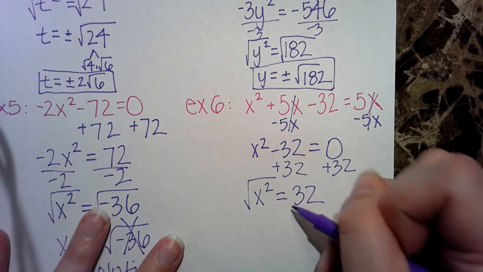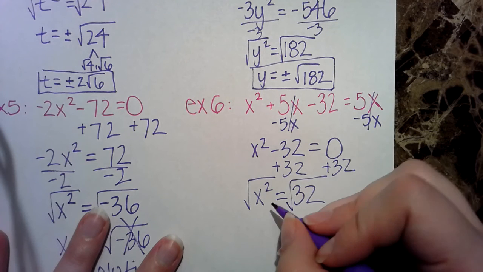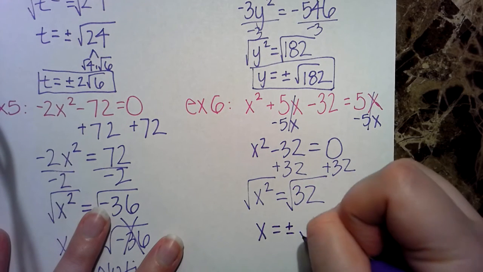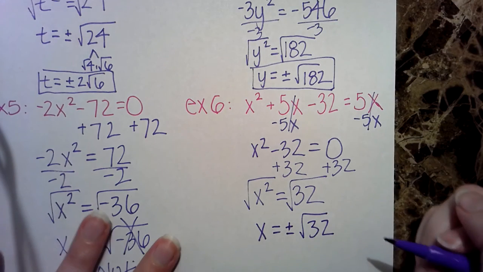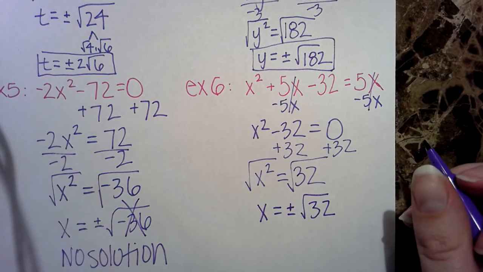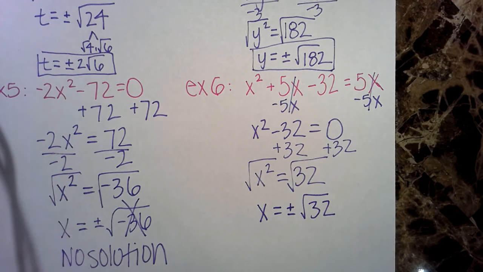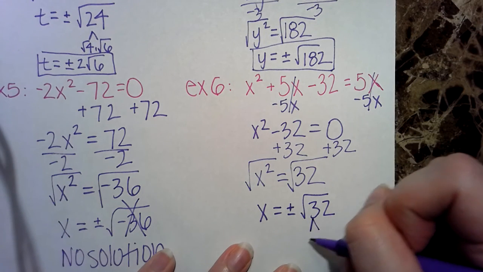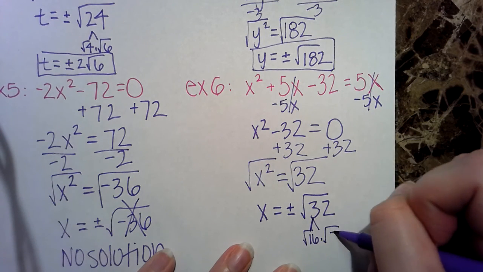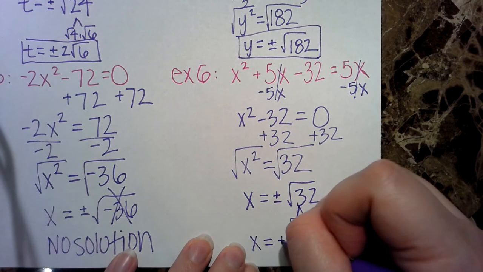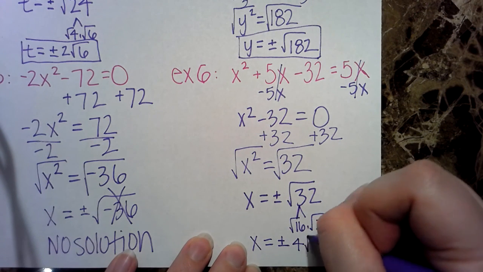I'm now going to take the square root of x squared to get rid of that squared, and I get x equals plus or minus the square root of 32. I then have to ask myself, can I break this down to a greater perfect square value? The greatest perfect square value I can take out is 16. So my final answer is x equals plus or minus 4 square root 2.